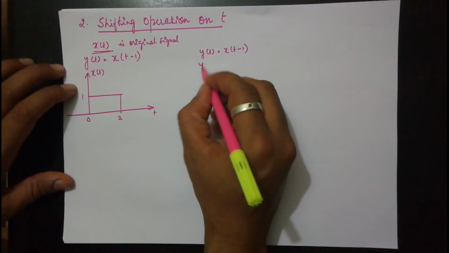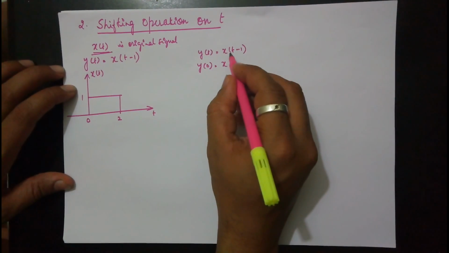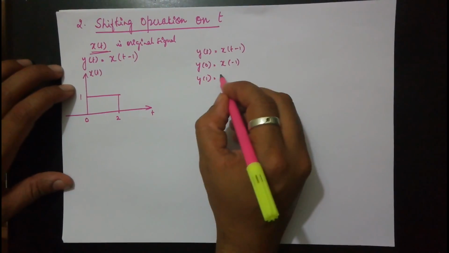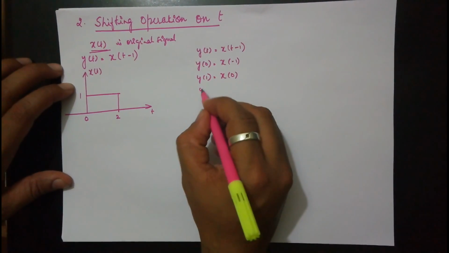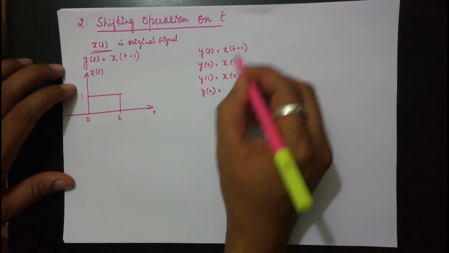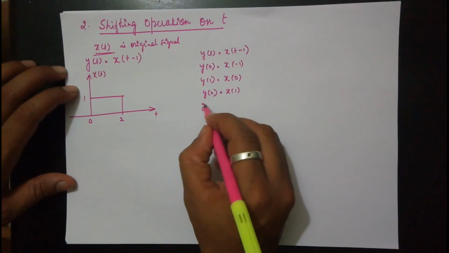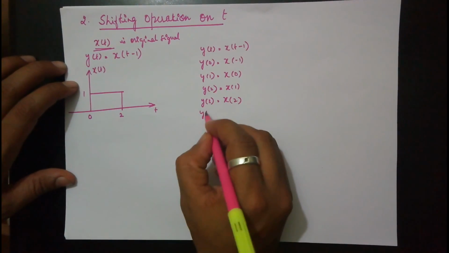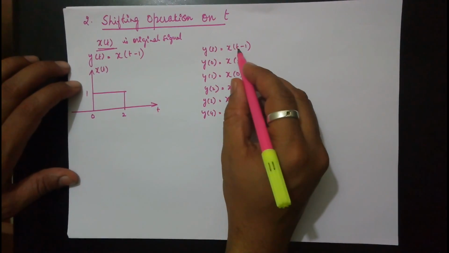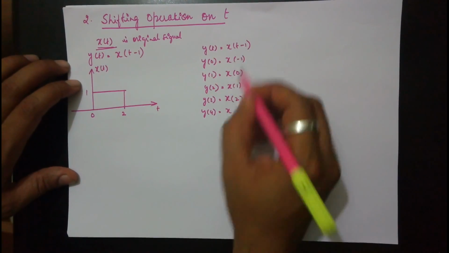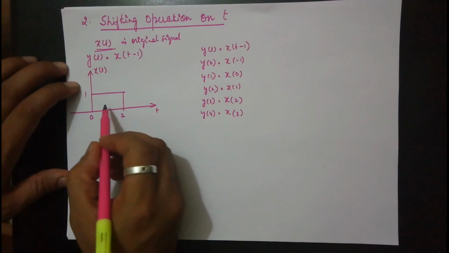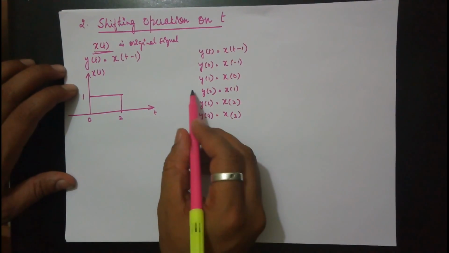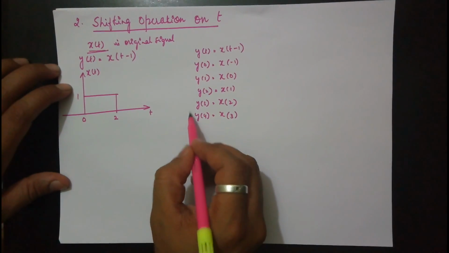Now if I put t is equal to 0, I would get x of 0 minus 1, that is x of minus 1. Y of 1 is x of 0. Y of 2 is x of 2 minus 1, that is x of 1. Y of 3 is x of 3 minus 1, x of 2. Y of 4 is x of 4 minus 1, that is x of 3. Now if you look into the waveform, I don't have a waveform at x of 3, so I better stop iterating to the positive values of t.